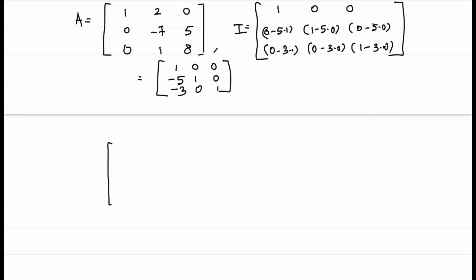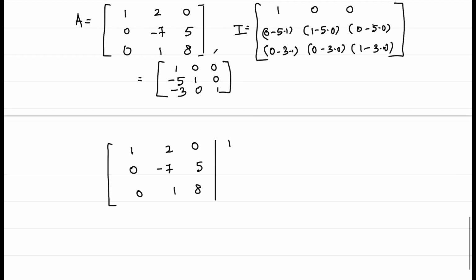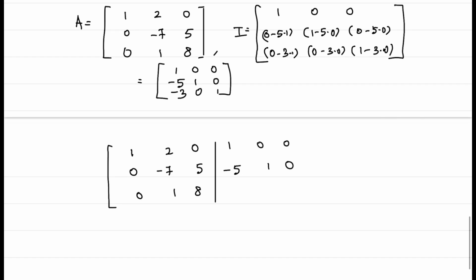What happened now after the revision, after applying the operations, first operation, that is step 1: 1, 2, 0. 0 minus 7, 5. 0, 1, 8. And the augmented matrix is 1, 0, 0. Minus 5, 1, 0. Minus 3, 0, 1. This is the augmented matrix.